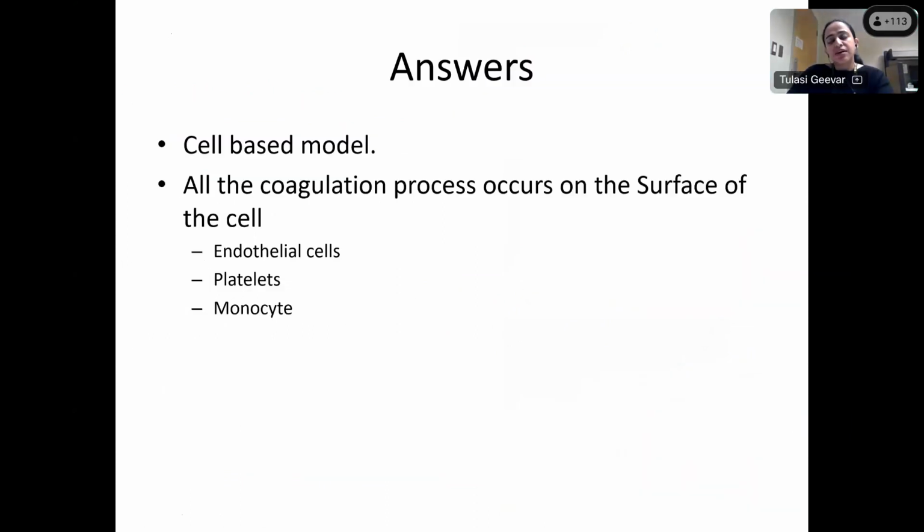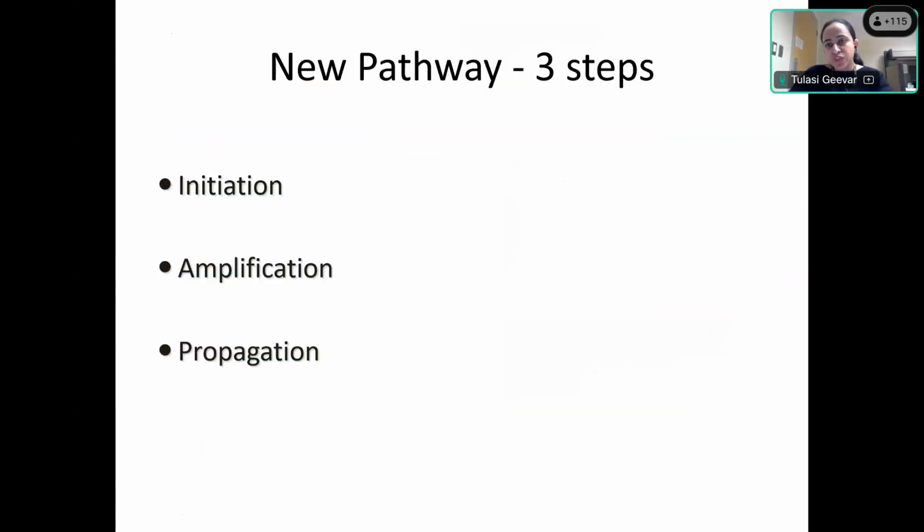So these concepts were further answered by the cell-based model of coagulation, according to which all coagulation process occurs on the surface of the cell. That is, it can be the surface of an endothelial cell, the platelets, or the monocyte. And this pathway has got 3 steps: the initiation, amplification, and propagation.